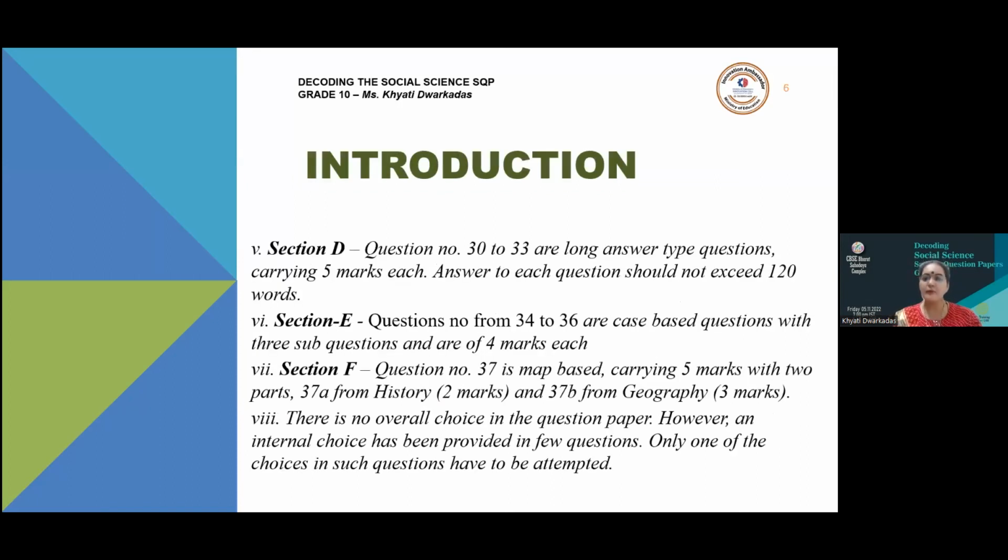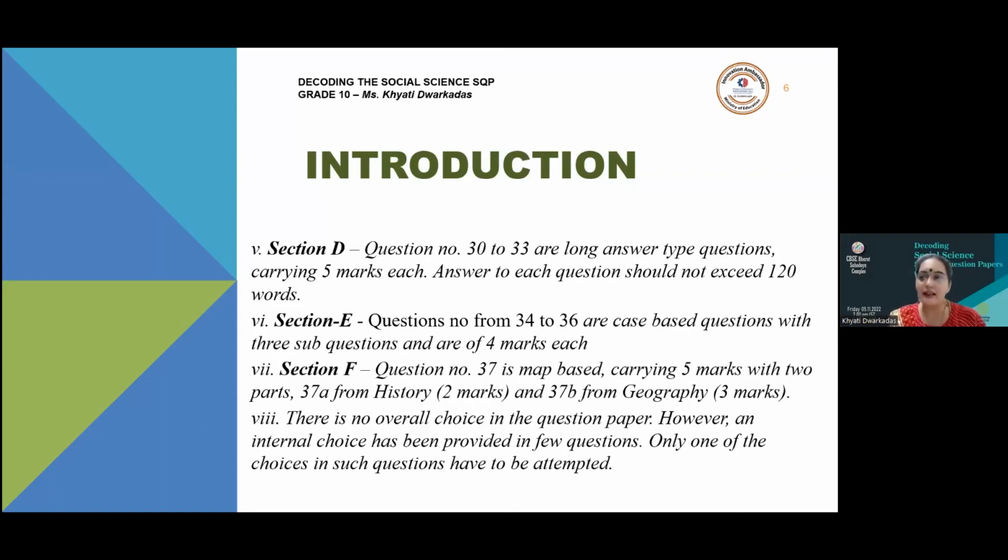Section D will have question numbers 30 to 33, which are your long answer 5-mark questions, which will be 120-word answers. Section E will be question numbers 34 to 36, which are case study based questions, with 3 sub-questions each of 1, 1, and 2 marks, and the total of each will be 4 marks. Section F is a map-based question of 5 marks. We have 2 marks from history, 3 marks from geography.